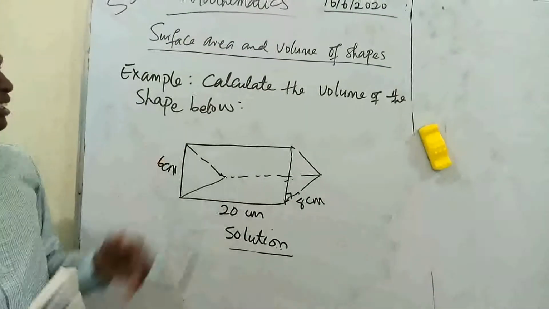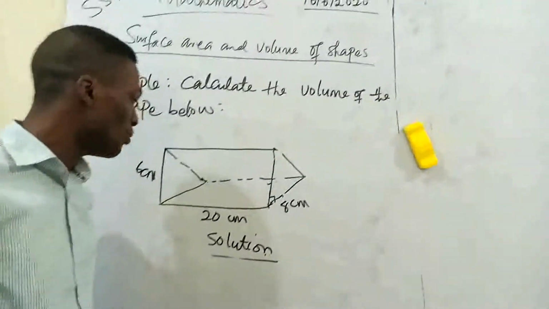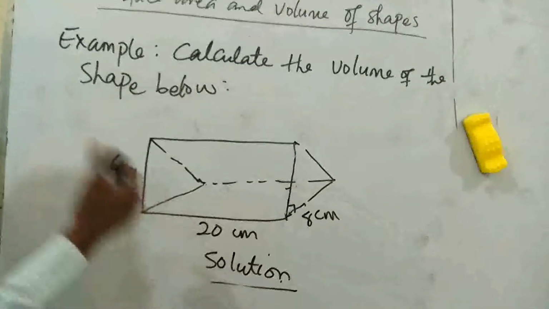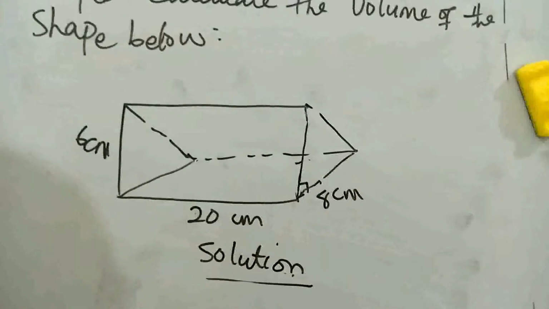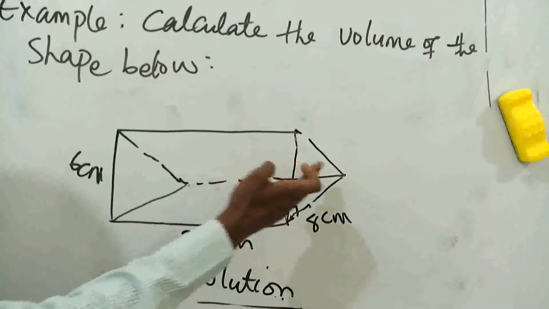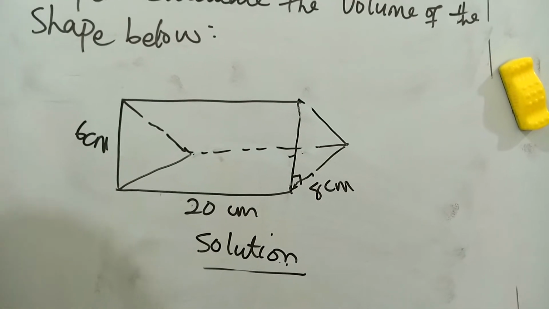Okay, let's look at another example. Calculate the volume of the shape below. As you can see, the shape we have here is a prism, a triangular base prism, because the bases are triangular shaped. So we have to calculate the volume. How do we do this?